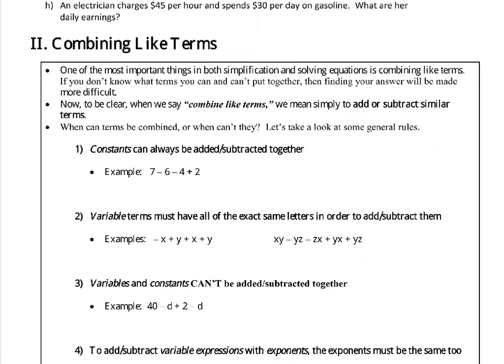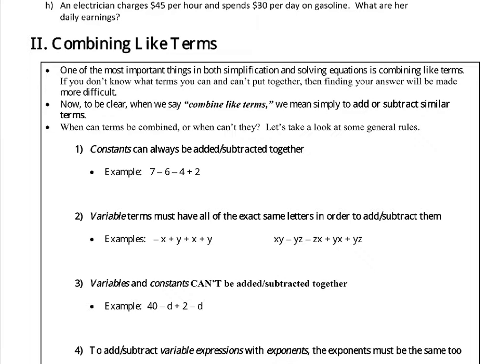The first general rule you need to be aware of is that constants, remember we defined this earlier as just being numbers themselves, can always be added or subtracted together. So even though 6 isn't identical to -6, they're both numbers in general. No variables, so we can combine them. So if you just go left to right, remember according to the order of operations, we would be able to simplify this by combining 7 minus 6 minus 4 plus 2. Final answer here would be -1.